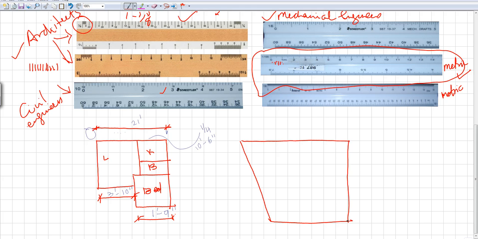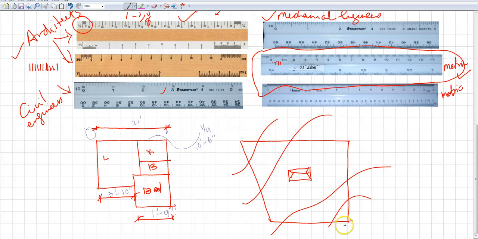Now, this is the top view of how your plot or a site looks like. You might have your house over here with the roof, and you might have some contour lines, right? This shows the slope of your site, if it's sloping up, sloping down, if it's flat. So I'm going to use my engineer scale or the civil engineer scale to measure this site.